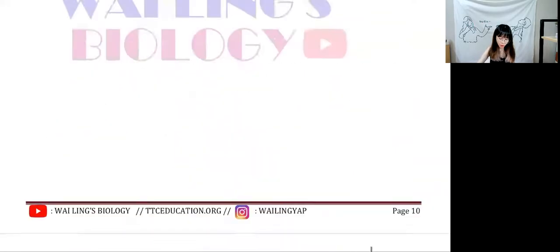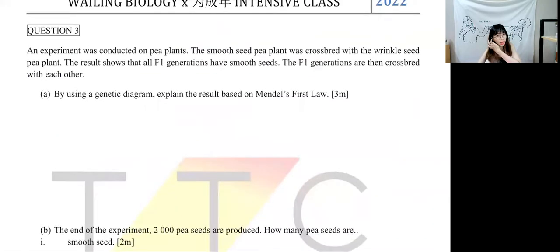Okay, next one. We have a simple next question, and we need a lot of common sense for question 3. It says an experiment was conducted on a pea plant. The smooth pea plant was crossbred with a wrinkle seed pea plant. The result shows all F1 generation have smooth seed. All the F1 generation are then crossed with each other. So we have smooth crossed with wrinkle, and all of the F1 is smooth.